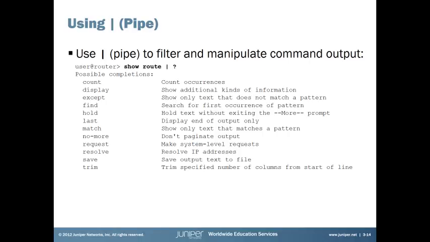Last displays the end of the output only, so it shows the last screen. So if you know that the route you're looking for always appears on the last page of a search, for whatever reason, you just go show route last, and it just brings up the last page, so you're not scrolling through all the pages. So there's lots of little things you can use to help you find the output that you're looking for.